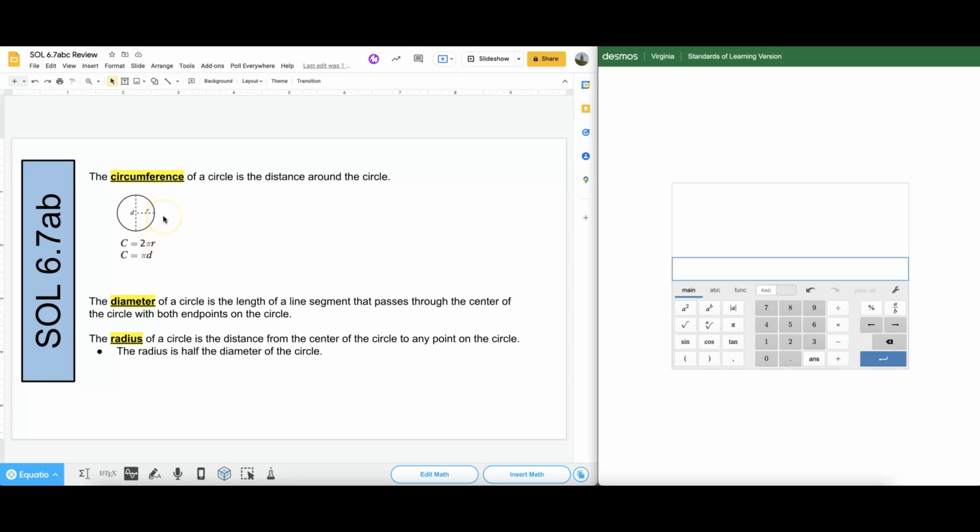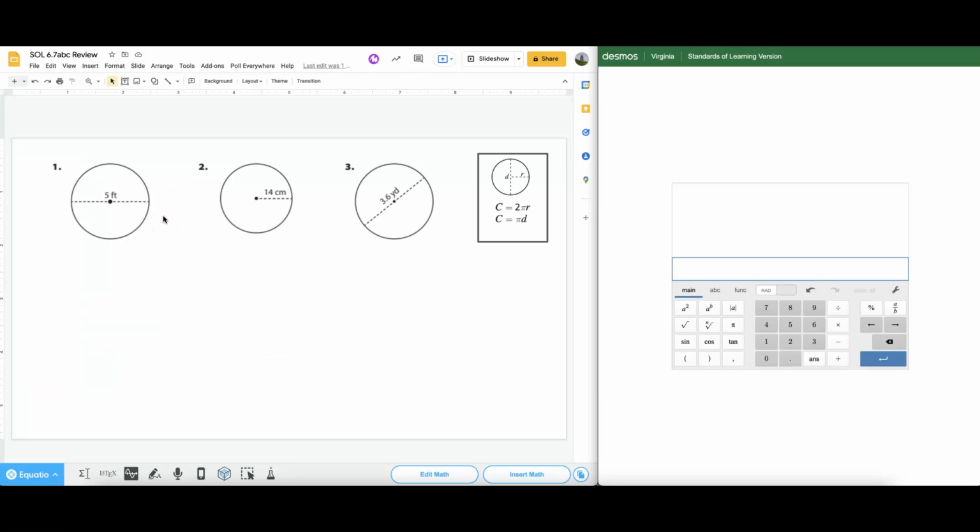So let's take a look at some problems where we can actually calculate the circumference of a circle, because that's what you'll be asked to do on your SOL test. And you need to know which equation to use and how to do it. So let's look at number 1 here. I can see that this dotted line goes all the way across the circle. That means that this is the diameter. So I'm going to use this second equation, circumference is equal to pi times the diameter, in order to calculate the circumference of this circle.